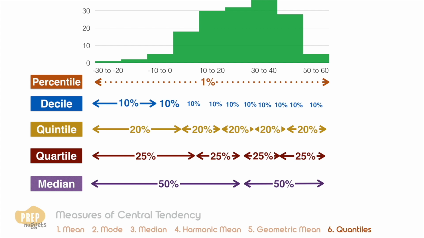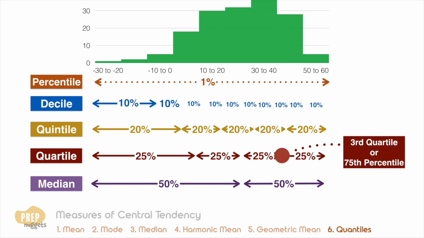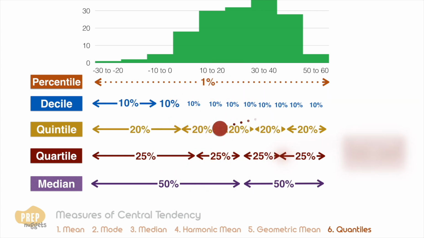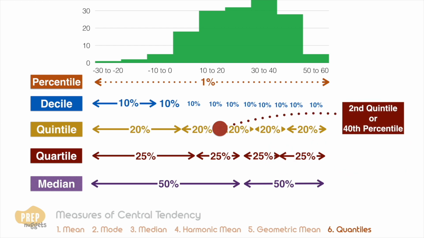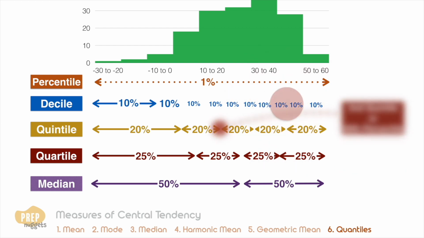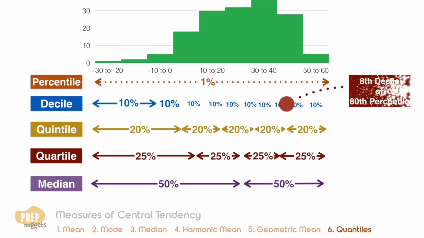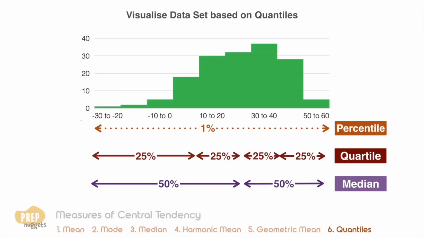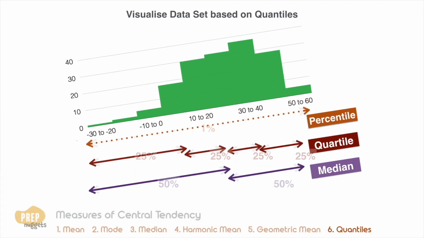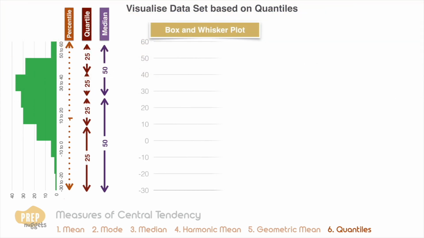For example, this point can be called the third quartile or 75th percentile. This point can be called the second quintile or 40th percentile. And this point can be called the 8th decile or 80th percentile. You get the point. To visualize a dataset based on quantiles, we can create a box and whisker plot.